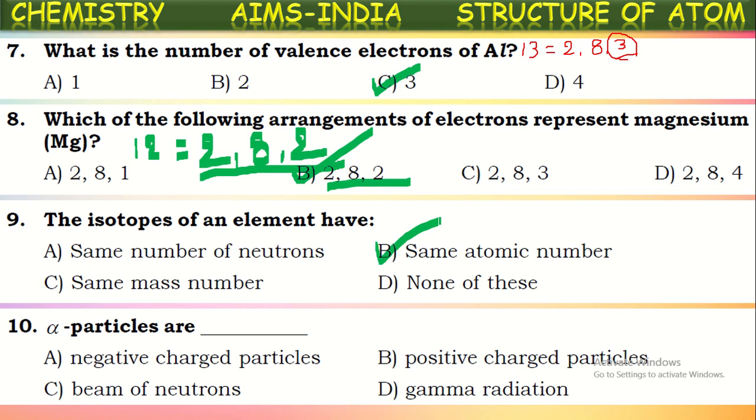We can say alpha particles are positively charged particles because they are a bunch of 2 protons and 2 neutrons. Because of the presence of 2 protons, these alpha particles carry 2 units of positive charge. So we can say these alpha particles are positively charged particles.